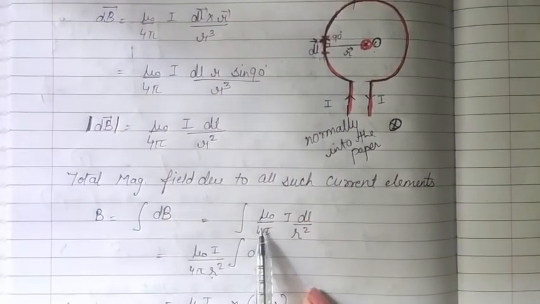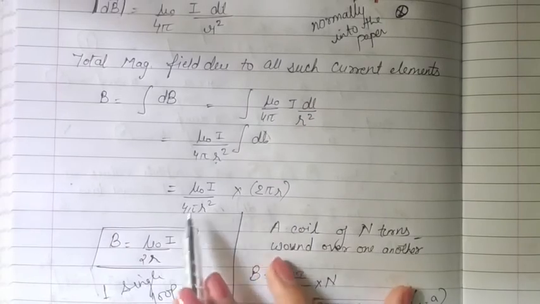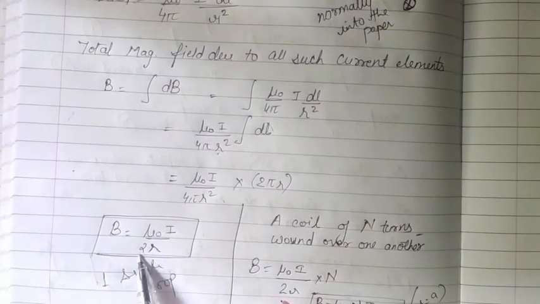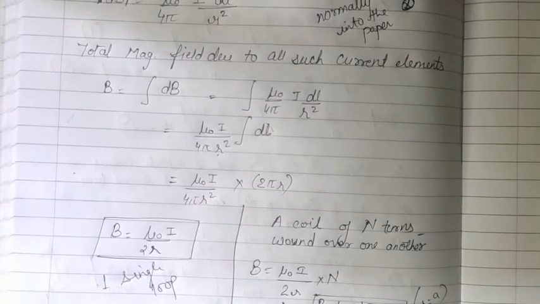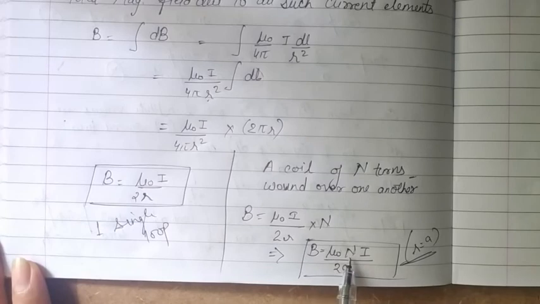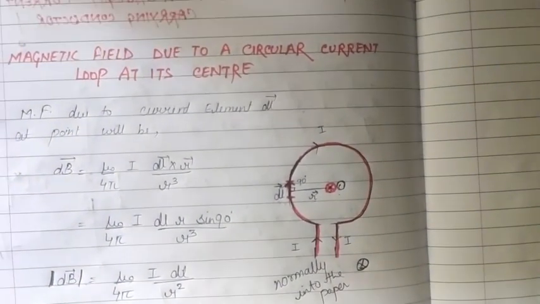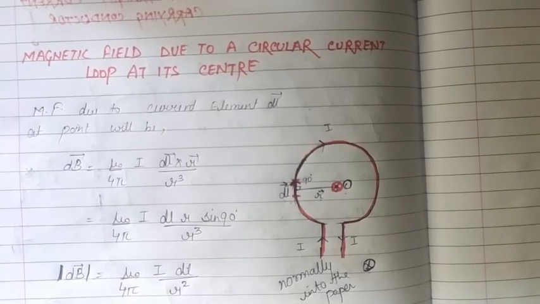If we want the total magnetic field, we integrate this value for the total length of the loop, and the total length of the loop means circumference of that loop, and it will be 2 pi r. So the net result that we get is mu naught I upon 2r, but this is because of a single loop. If we have n turns in a coil wound over one another, then it becomes n times, right? So if a is the radius, then the formula becomes B is equal to mu naught nI upon 2a. This is the value of magnetic field due to a circular current loop at its center.